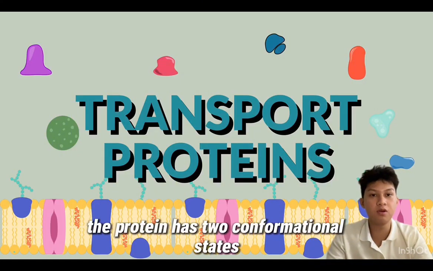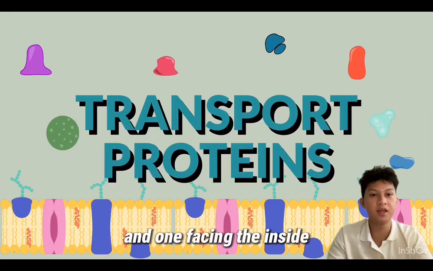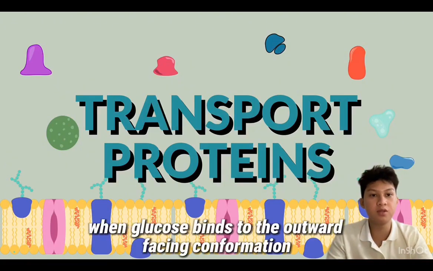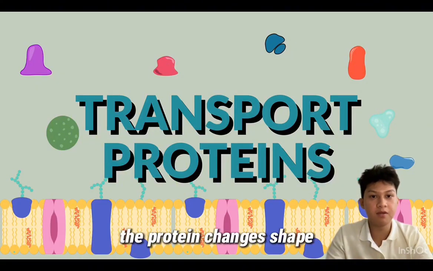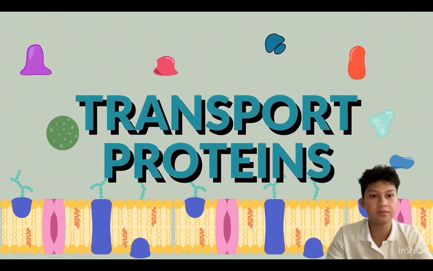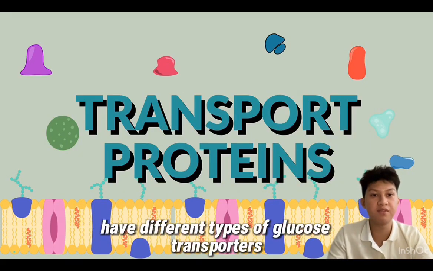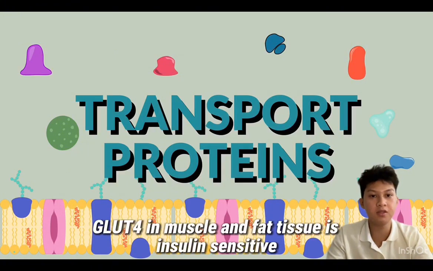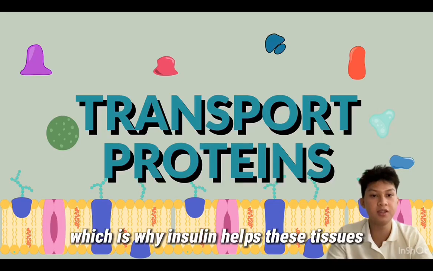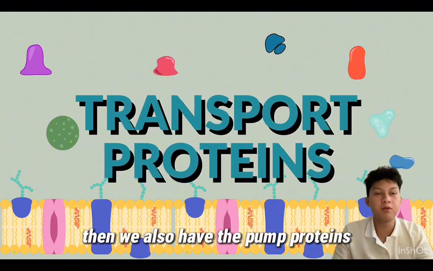The protein has two conformational states, one facing the outside of the cell and one facing the inside. When glucose binds to the outward-facing conformation, the protein changes shape, releasing glucose into the cell's interior. This mechanism is clinically significant because many tissues have different types of glucose transporters. For instance, GLUT4 in muscle and fat tissue is insulin sensitive, which is why insulin helps these tissues take up glucose after a meal. Then we also have the pump proteins.